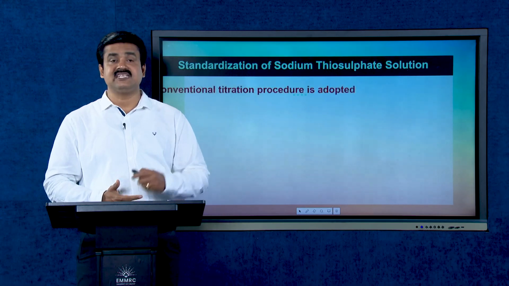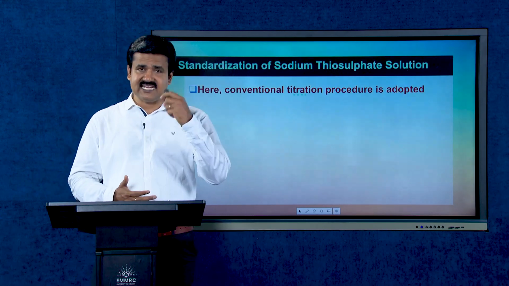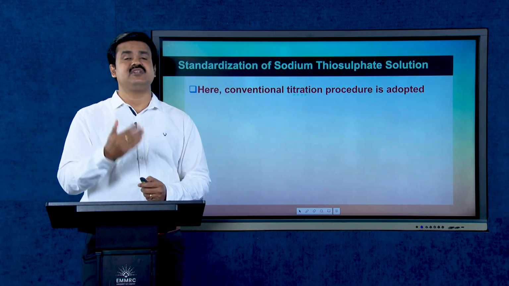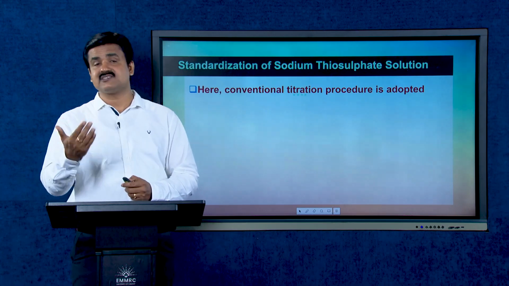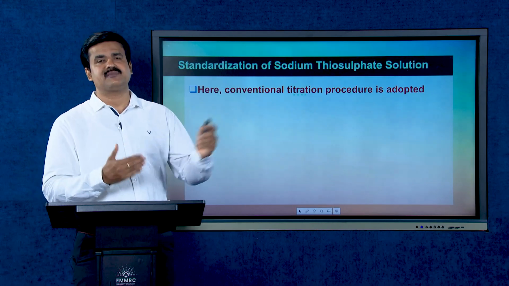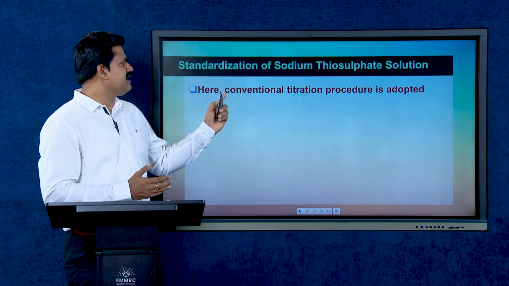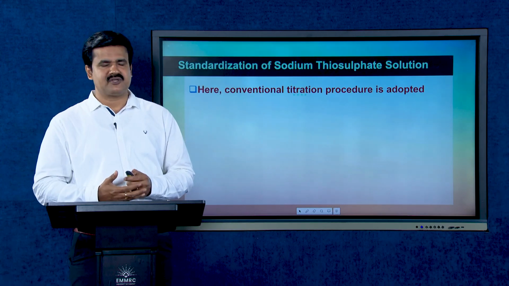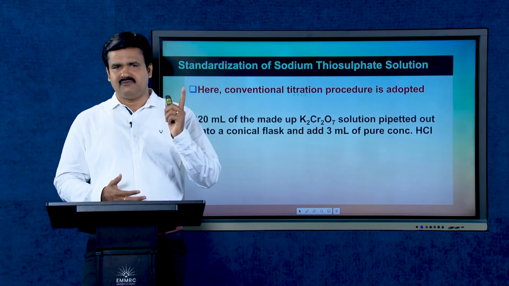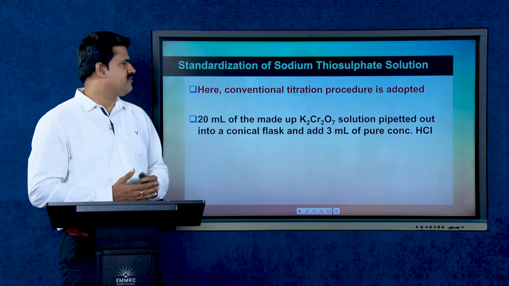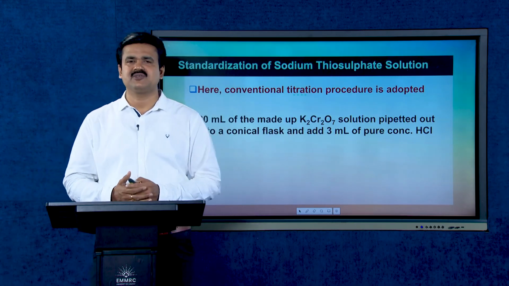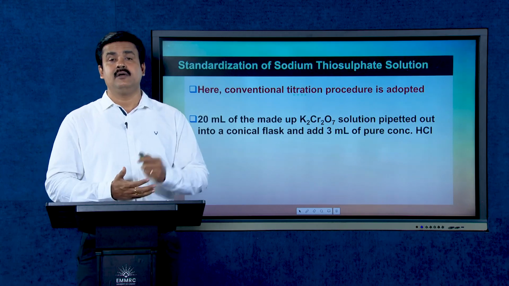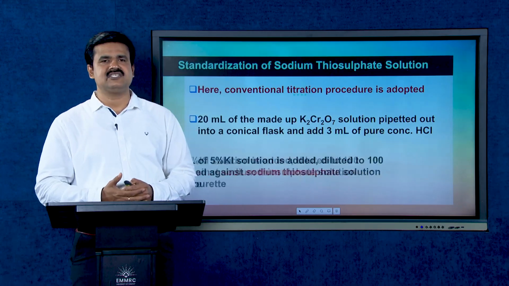Now, the second part of the experiment, standardization of sodium thiosulfate. Here we are performing a titration between the already prepared standard solution of potassium dichromate and the sodium thiosulfate, adopting a conventional titration procedure rather than a double burette titration method. For this, 20 ml of the made up potassium dichromate solution is pipetted into a clean conical flask and 3 ml of pure concentrated hydrochloric acid is added.